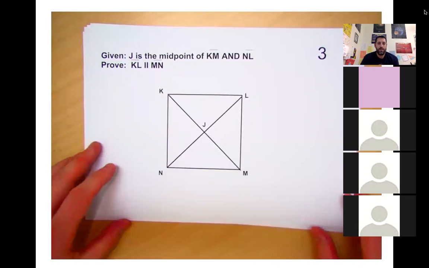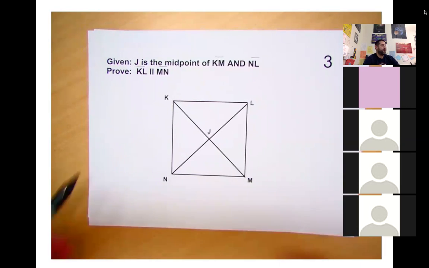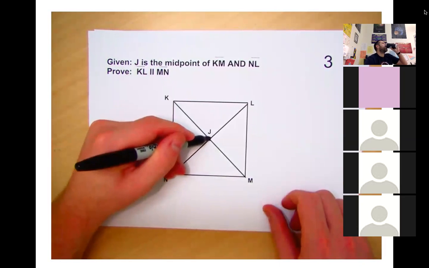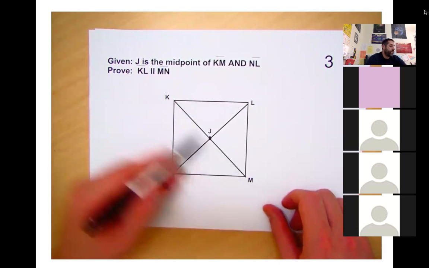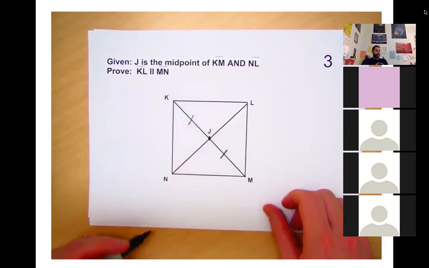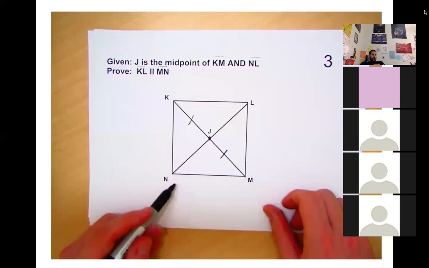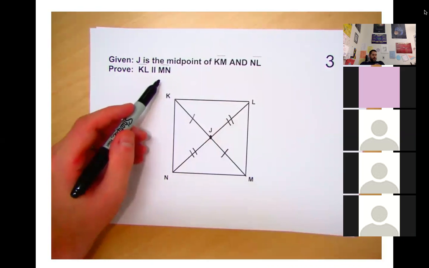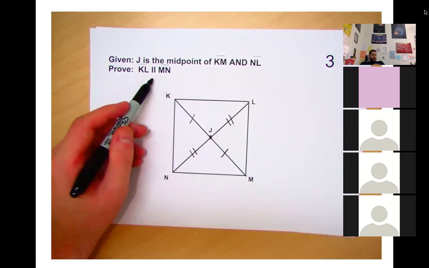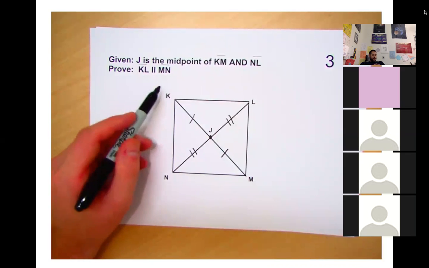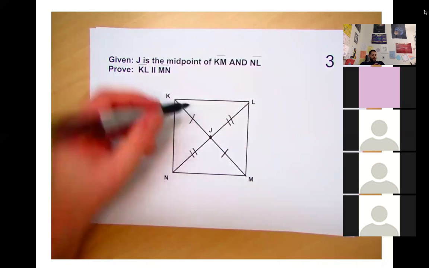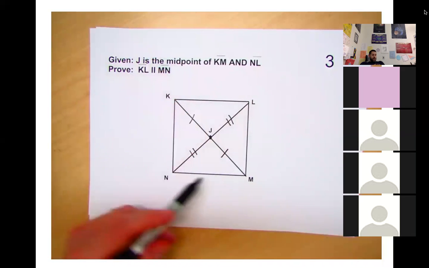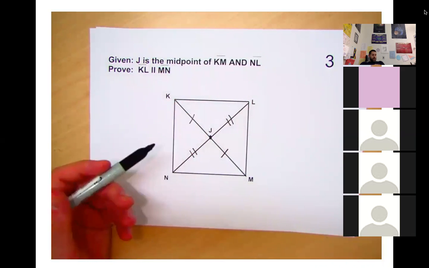Looking at number 3, it's a little different. It tells you that J right here is the midpoint of KM. So we automatically know that those are going to be the same because of the definition of midpoint. If it's the midpoint of NL, we also know those are going to be the same. They don't want me to prove anything about two triangles here, though. But I may have to use that, because what they want me to prove is that KL is parallel to NM. Well, how do I do that?